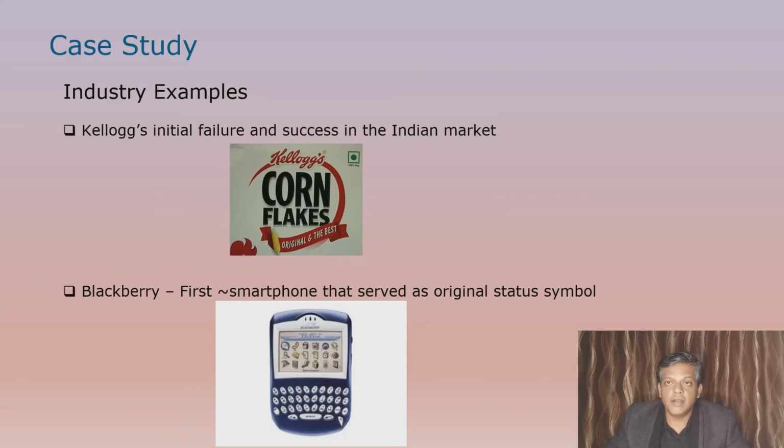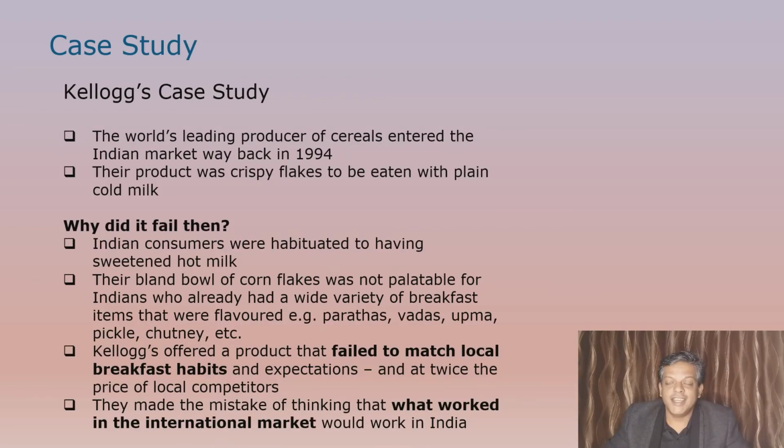So I'm going to cover real world industry examples, two particular case studies. One is about the very popular breakfast brand Kellogg's, its initial failure and success in the Indian market. And the other one is about Blackberry, which was the first smartphone that served as the original status symbol, and why such a successful brand ended up in a failure. Let's take up the first case study, Kellogg's.